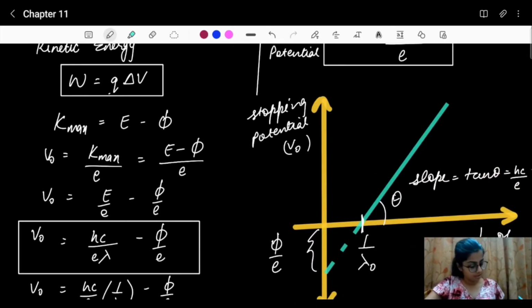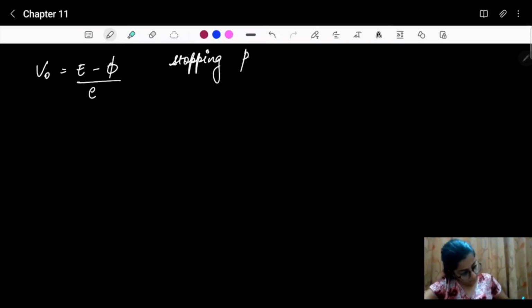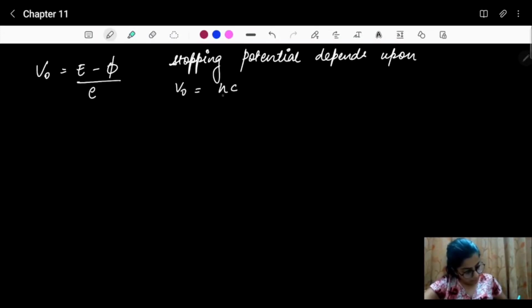Now let us solve some questions based on that. Okay, before that, one more thing you need to understand. We are going to solve some previous questions asked from this topic, but before that, you need to understand how stopping potential can be affected, how it can be changed. We know that V0 equals E minus phi by e. What is E minus phi? Kmax. So V0 is Kmax upon e. So stopping potential depends upon, since E equals hc by lambda, hc by e lambda minus phi by e.